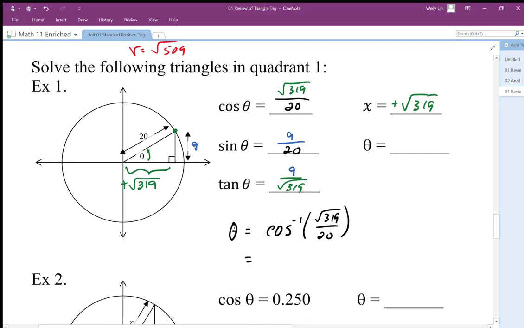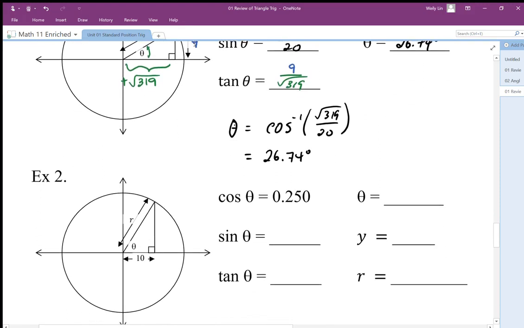The angle I'm getting here, when I put it into my calculator, I need to do the square root of 319 divided by 20, and then I want to undo the cosine, so arc cos. I get 26.74 degrees. Again, this shape is about right, and that angle looks about right. That's the angle description of the shape that was given to me with the ratio values.